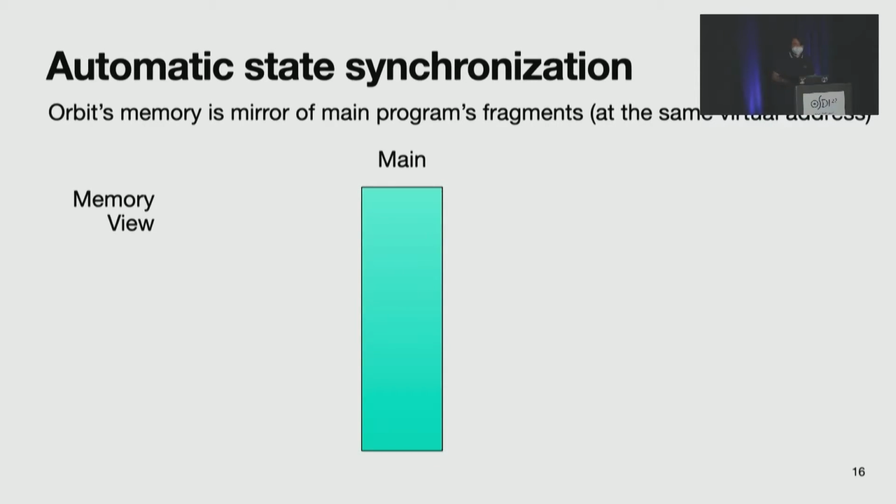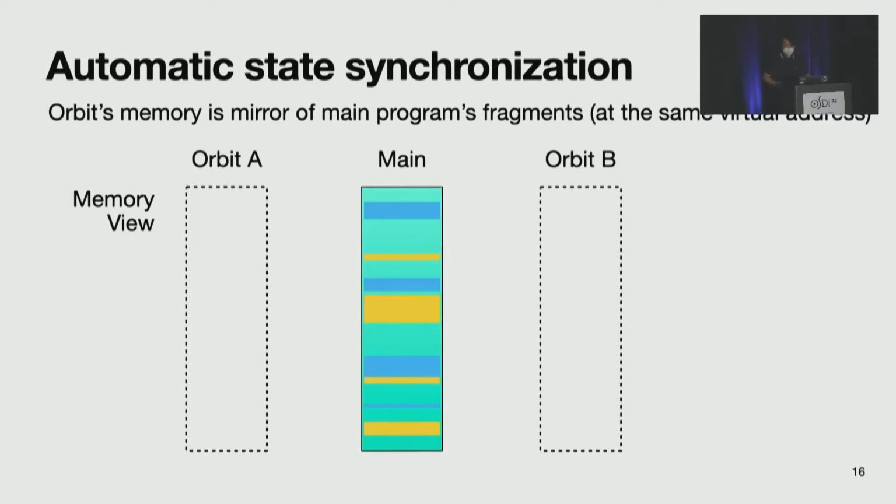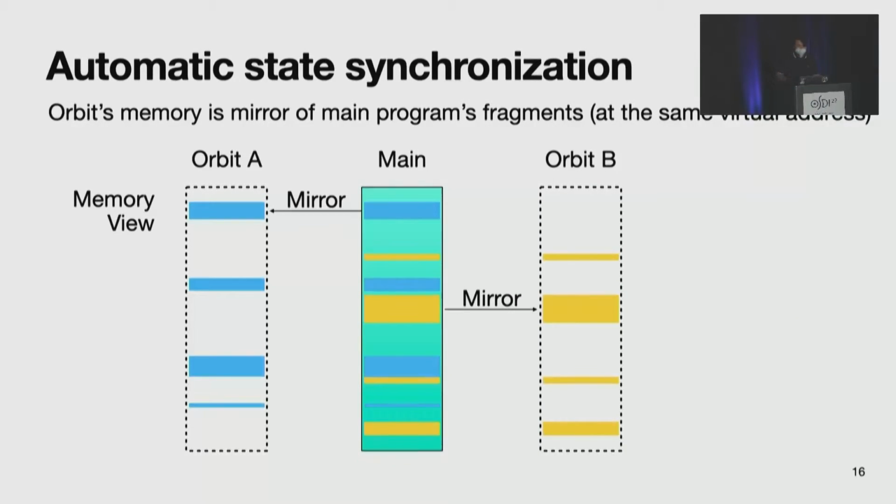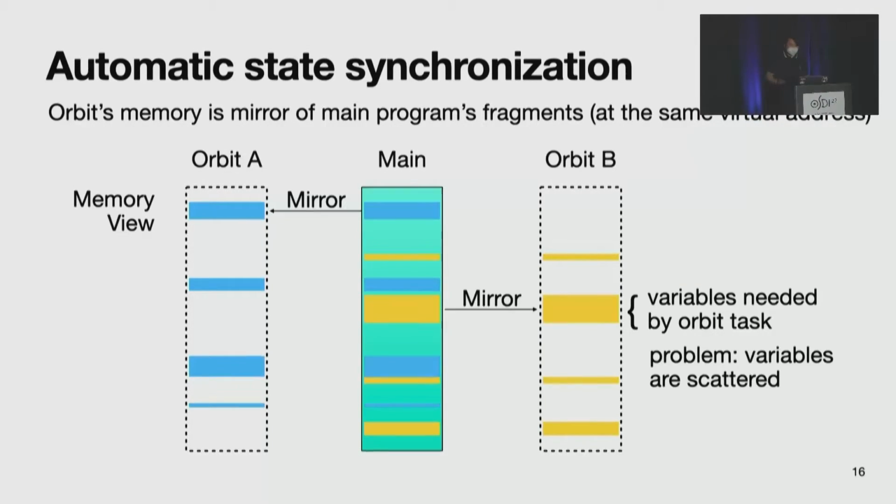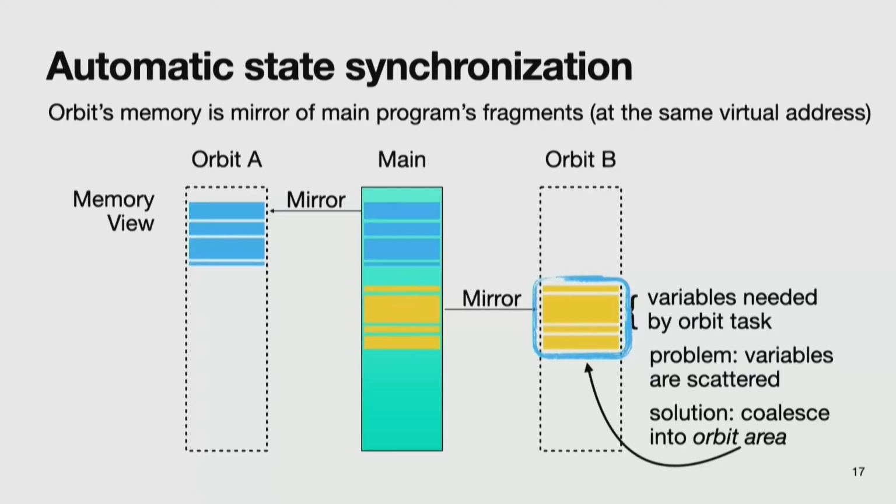Based on our insight mentioned earlier, the orbit's address space continuously mirrors fragments of the main program's address space. The mirrored fragments contain all the variables that the orbit task will need to inspect. A problem is that the many variables used by the auxiliary task can have scattered creation time and creation location. Fine-grained mirroring would be very costly. We take a simple approach by coalescing them into a contiguous region we call the orbit area.